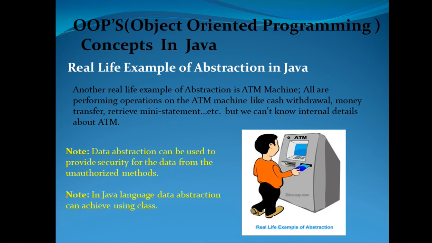The next real life example of abstraction is the ATM machine. All are performing operations on the ATM machine like cash withdrawal, money transfer, retrieving mini statements, etc. But we cannot know the internal details of the ATM. Always keep in mind that data abstraction can be used to provide security for the data from unauthorized methods. In the Java language, data abstraction can be achieved using a class.